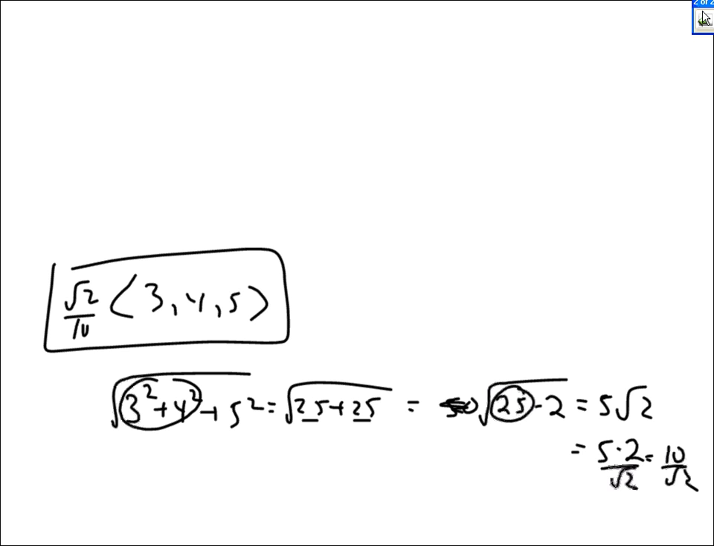This vector has length 1. It's a unit vector. I normalized it. I made the length 1.